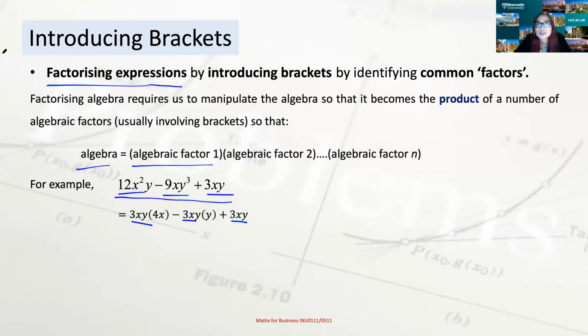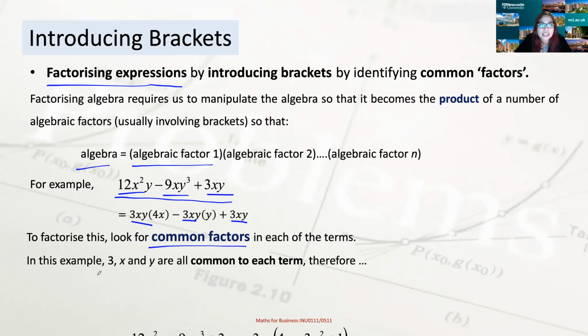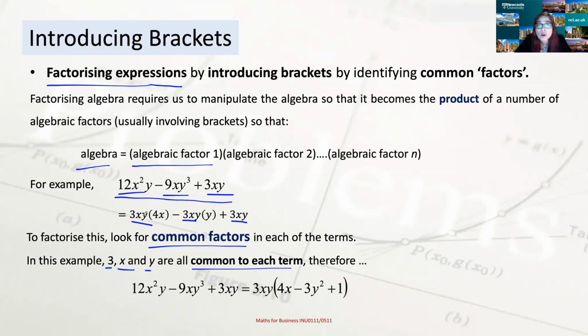That's what you do. For introducing brackets, you find the common factors in each term and then you factorize. 3xy is common to all the terms here, and so you get this. You can factorize the expression as 3xy times (4x minus 3y squared plus 1). That's when you introduce brackets.